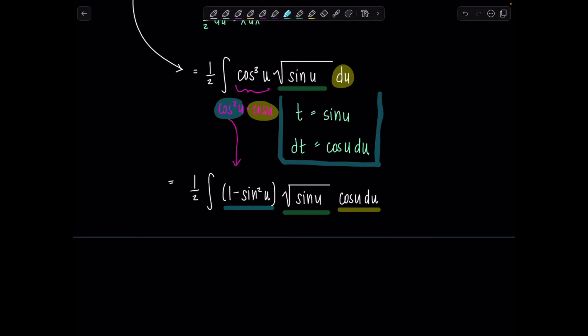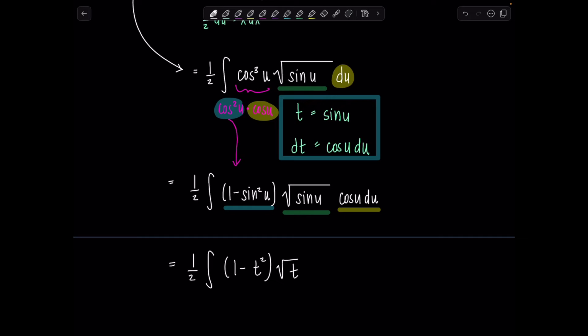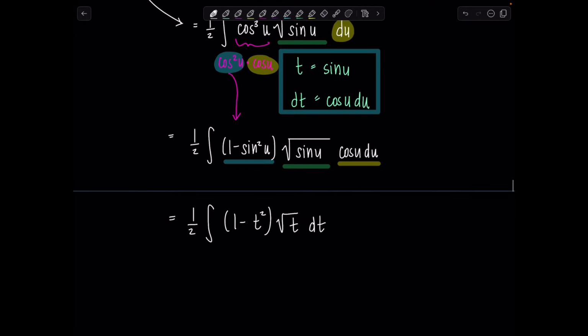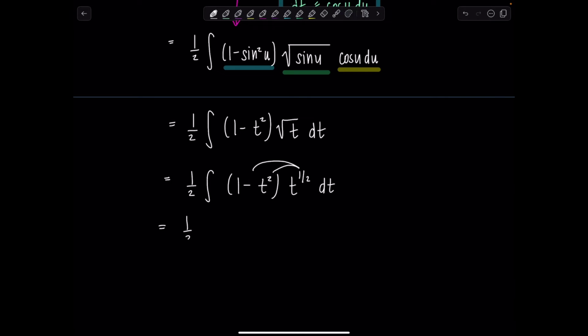So here we go. Time for this beautiful substitution. Let's rewrite the whole integral now in terms of t. So we have 1/2 integral of 1 minus t squared, rad t, and then cosine u du is just dt. Woo, good. And then from here to proceed, rewrite square root of t as t to the 1/2 power. So 1 minus t squared times t to the 1/2 dt. We can distribute that through now. So we have 1/2 integral t to the 1/2 minus t squared times t to the 1/2. Add those exponents. That's going to be t to the 5/2 dt.